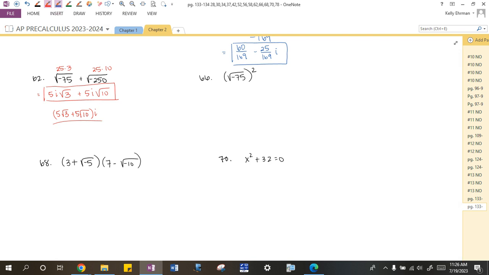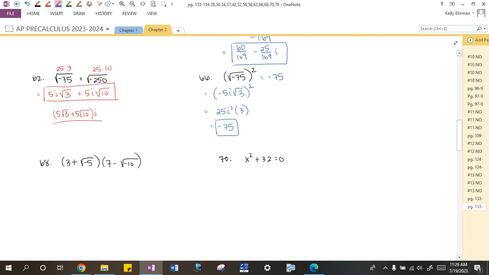For 66, we're squaring negative 75. So you might just say, hey, the squared cancels out the square root. Answer is negative 75. That does actually work here, but if you want to be official about it, simplify the square root of negative 75. It's negative 5i radical 3. Square that, you get 25i squared times 3, and that's negative 75.